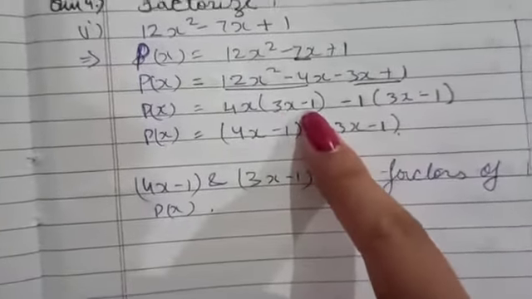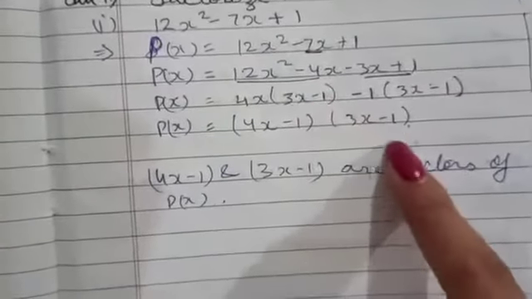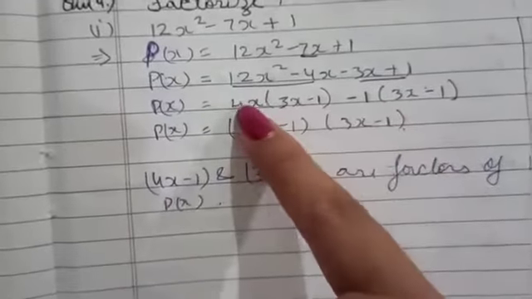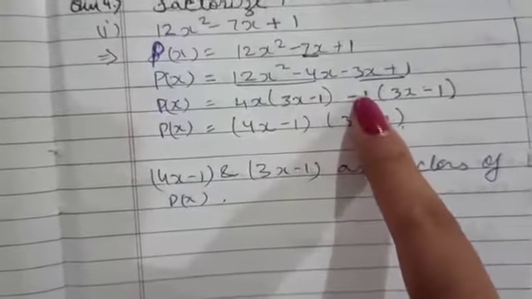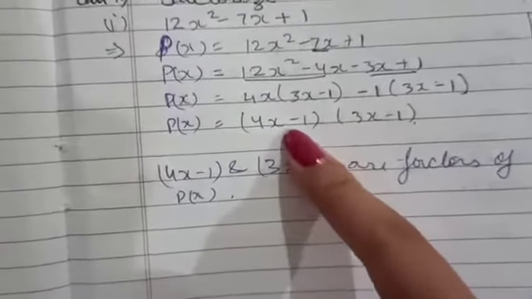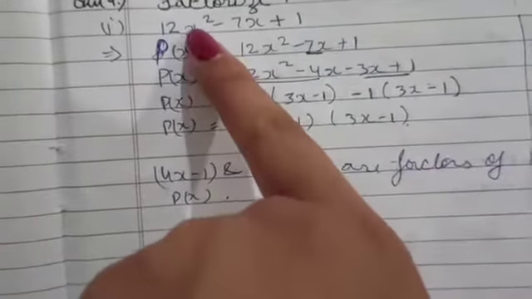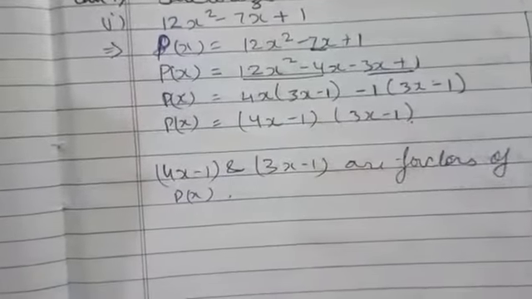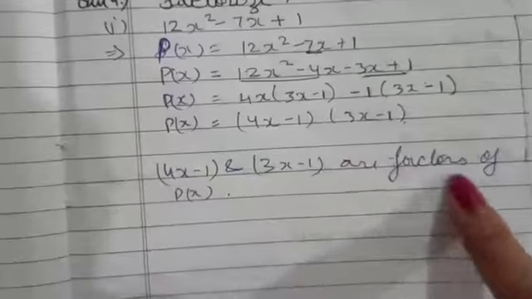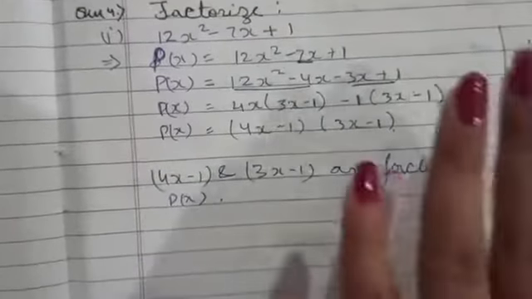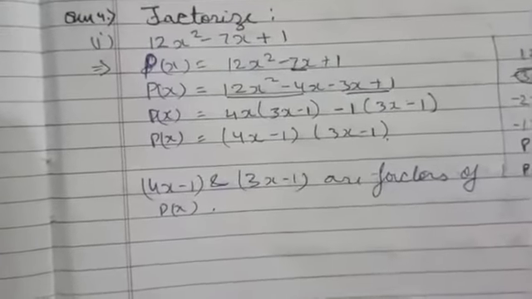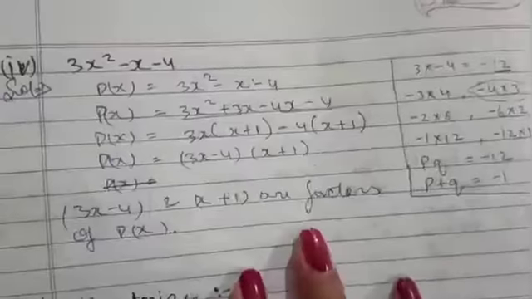Again, this 3x minus 1 is common. So this 3x minus 1 you will take out as a common factor. This is the common factor. Now remaining is 4x minus 1. So 4x minus 1 is a factor of this polynomial, and 3x minus 1 is also a factor of this polynomial. Hence 4x minus 1 and 3x minus 1 are the factors of p(x). This was the method of splitting the middle term for factorization of a quadratic polynomial.